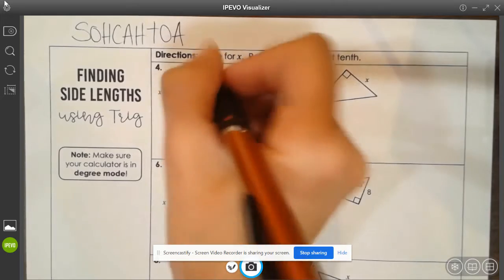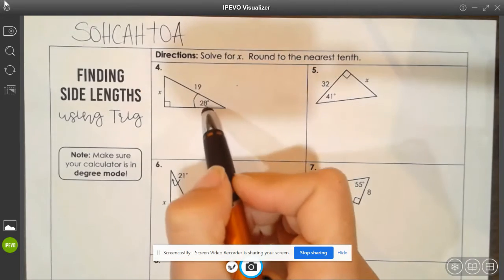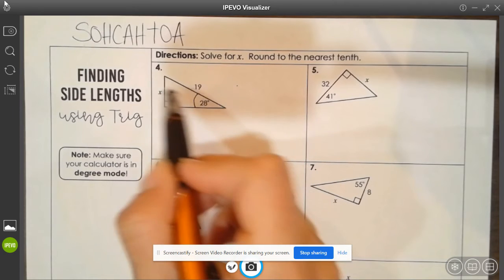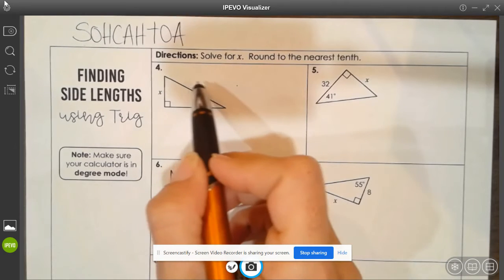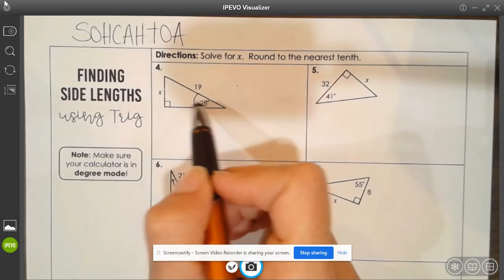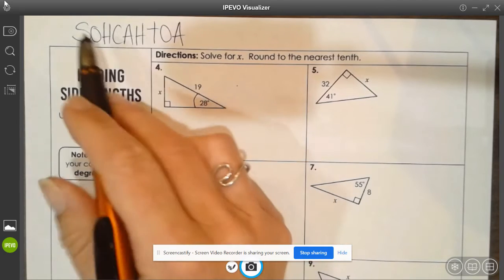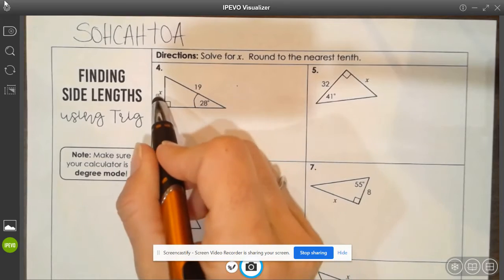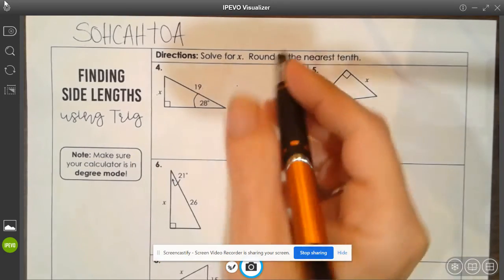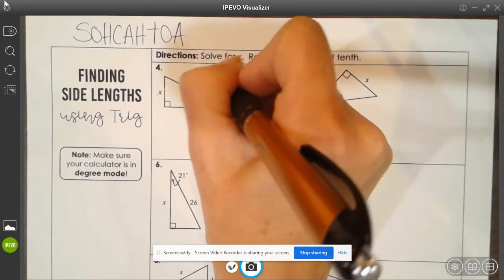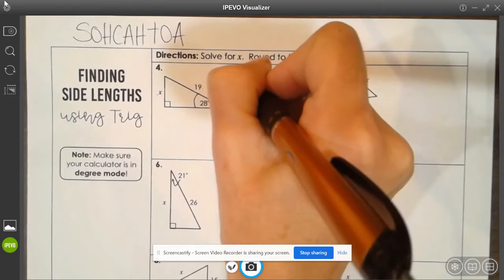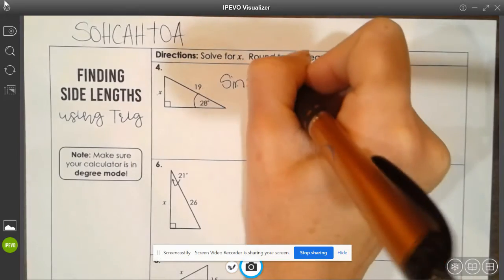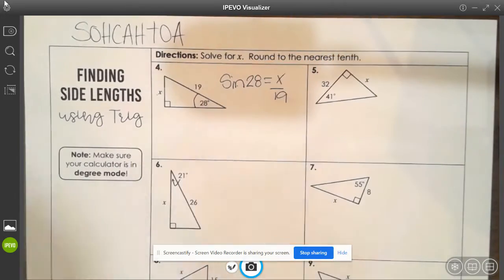So what do we have? We have this angle, so that is the angle. We have an x on the opposite side, and we have the hypotenuse for sure. So that says that we're going to be working with sine, opposite and hypotenuse, because we have the opposite side and the hypotenuse. So how do we write this? Sine of the angle, which is 28, equals opposite over hypotenuse. So that's x over 19.